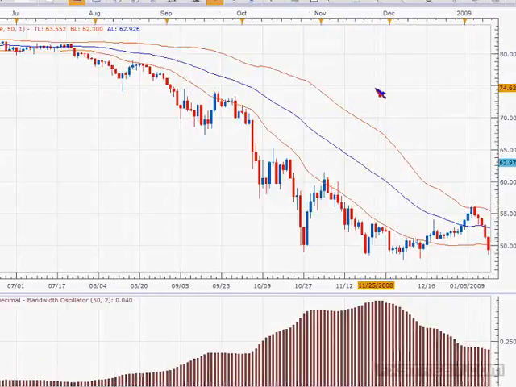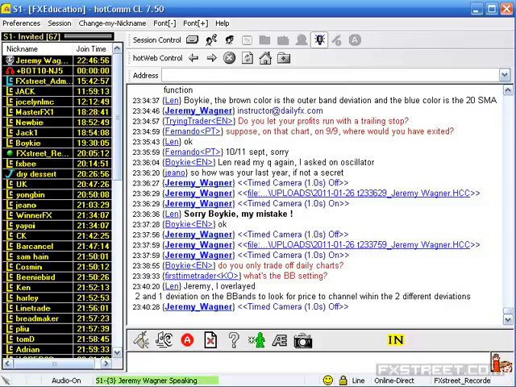And so let me give you an example here. Let me change the chart to the Euro Aussie. Just a moment.